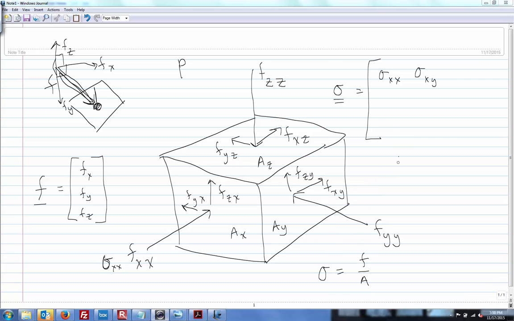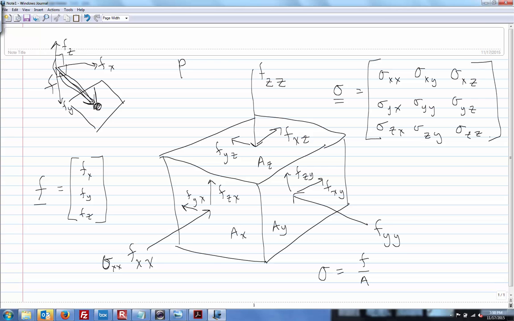So you just kind of keep writing the thing out. I said there were 9 of these total, so sigma xy, or sorry, that's sigma xz. Here's sigma yx, here's sigma yy, here's sigma yz, here's sigma zx, sigma zy, and finally sigma zz. So you've got 9 stress components.